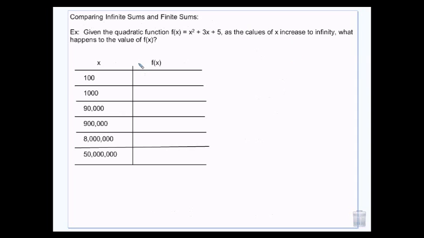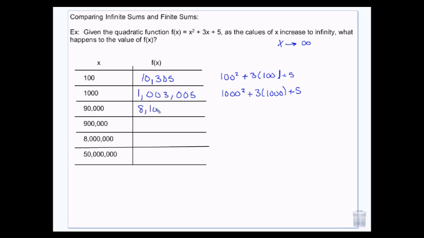Now, if we look at the concept of the limit, we can make a table to see what happens as x approaches infinity. So as x continues to get bigger and bigger, we see what happens to the function. So if I plug in 100, I'm going to do 100 squared plus 3 times 100 plus 5. And when I do that, I get 10,305. And if I plug in 1,000, I'm getting 1,000 squared plus 3 times 1,000 plus 5. And I get 1,003,005. And if I plug in 90,000, I get 8,100,270,005.